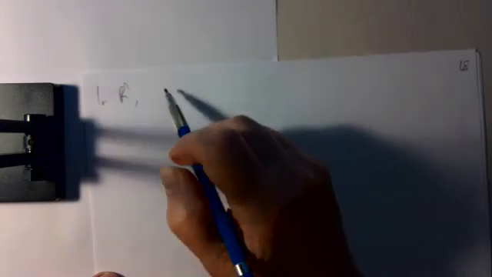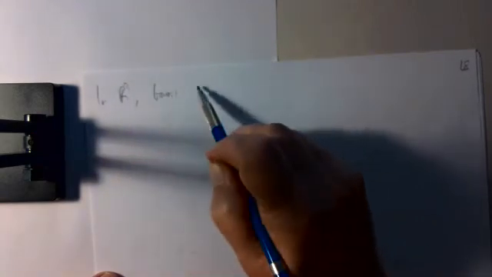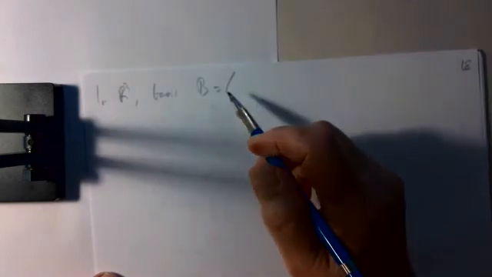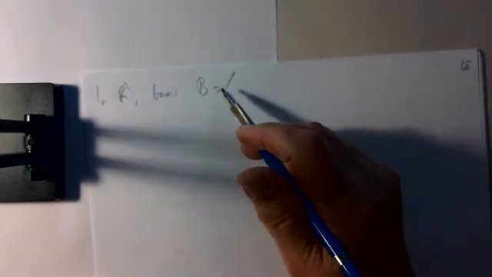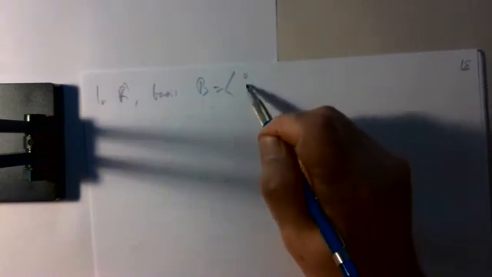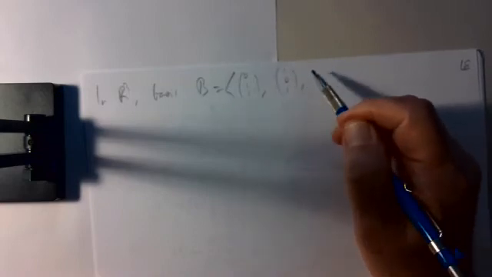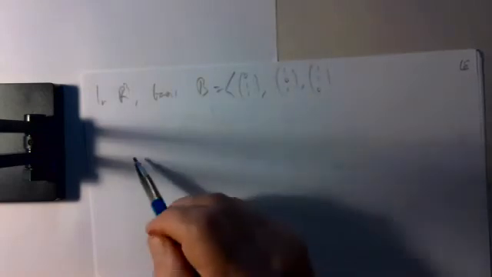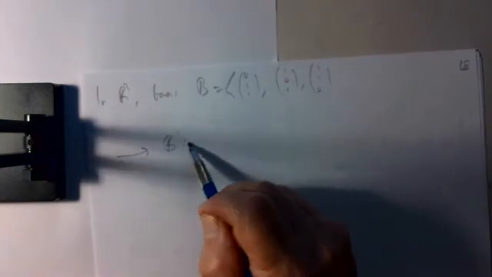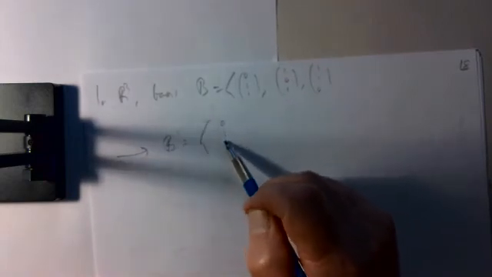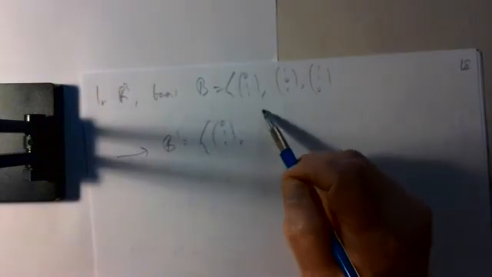So I started in R3 with the basis V equal to the vectors 0, 1, 1, 1, 0, 1, and 1, 1, 0. And I constructed a new basis with the vector 0, 1, 1. Let's see, because W1 was V1.